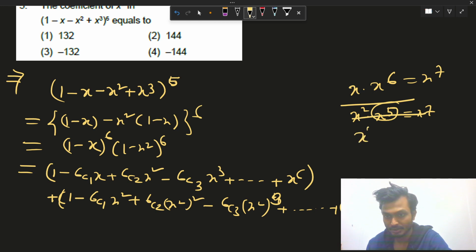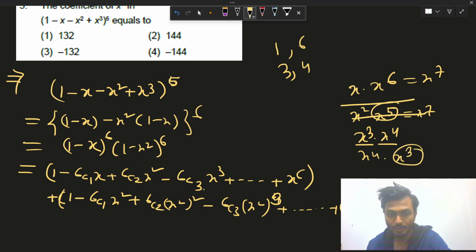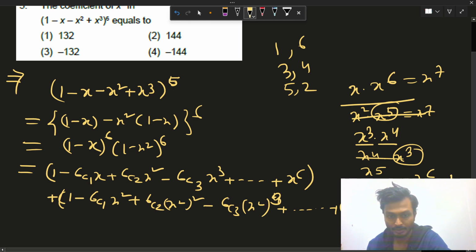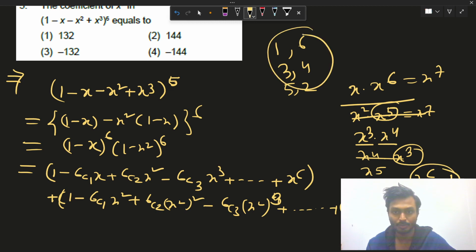So if we take x^3 into x^4, we get x to the power 3 here and 4. So if we take 1 and 6, it will happen, then 3 and 4, and then if we take x^4, it will be x^3, but x^3 will not be there, so this will cancel. Now x^5 we can get here, so 5 and 2 we can get, and then x^6 and 1, but we will not get x^6 and 1, so this will not be considered. So these three things can happen.